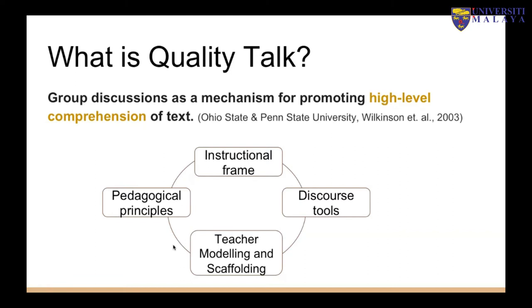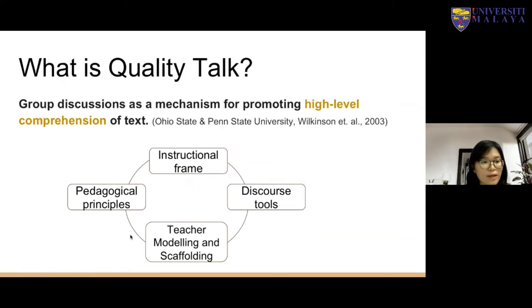The quality talk actually comprises these four components. We can see here an ideal instructional frame for discussion, the discourse tools, the teacher modeling and scaffolding, and also the pedagogical principles. What each one means: the instructional frame actually refers to the teachers. They can decide the topic or the text, while the students are given the dominance to do the discussion. The discourse tools are the discussion elements that can induce or promote discussion among students. Teacher modeling and scaffolding means the teacher can guide students to run the discussion focusing on the text. And the last one comprises the understanding about language and pedagogy that we consider essential to fostering a culture of dialogic inquiry in the classroom.